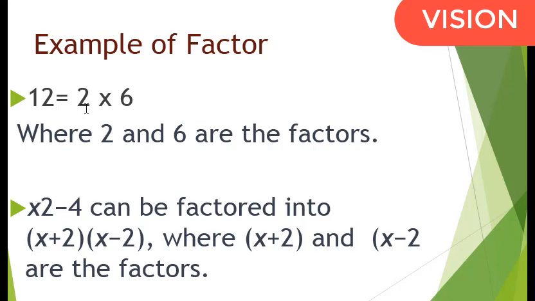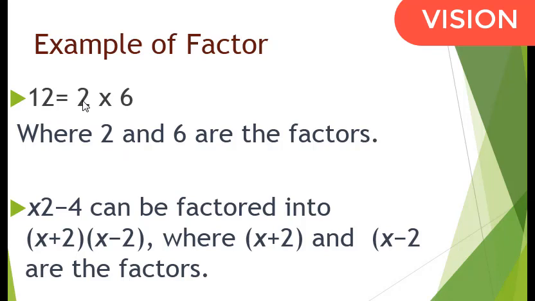Here we can apply the definition. If you divide 12 by 2, it gives the quotient 6, but there is no remainder. So it fits the definition of a factor. So 2 is a factor of 12. And 6 is also a factor of 12. If you divide 12 by 6 you will get the answer 2. Quotient is 2, remainder is 0. So 6 is also considered a factor of 12. This is the factor.